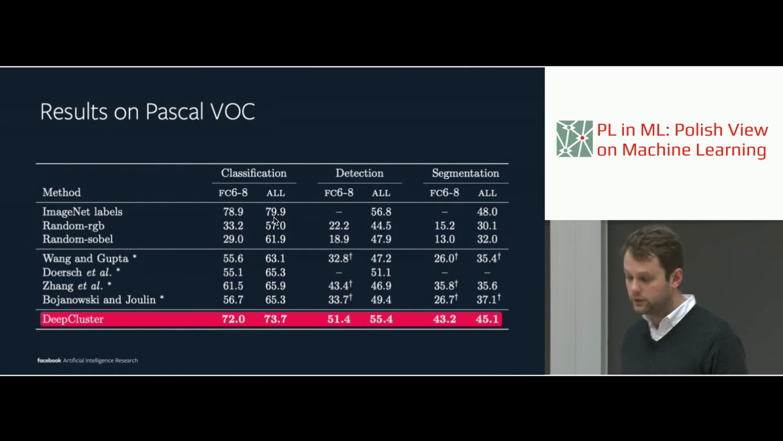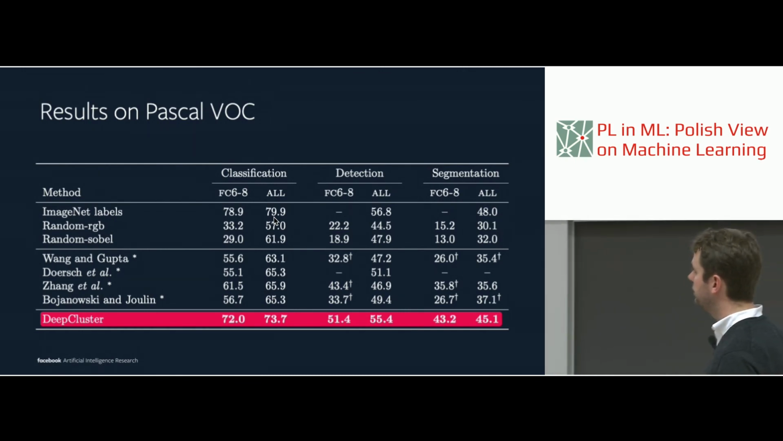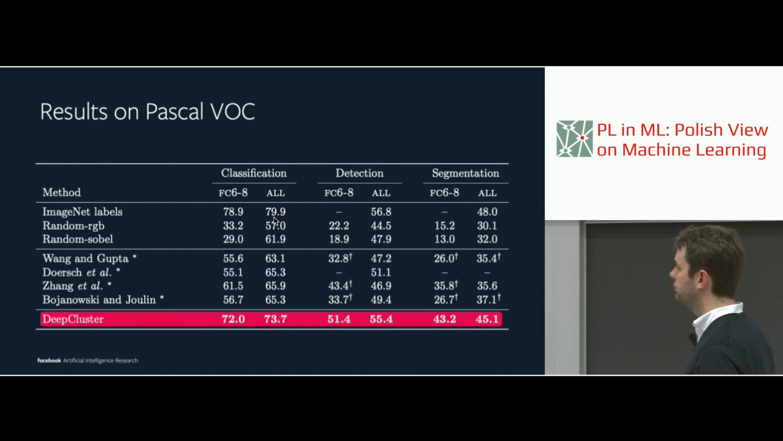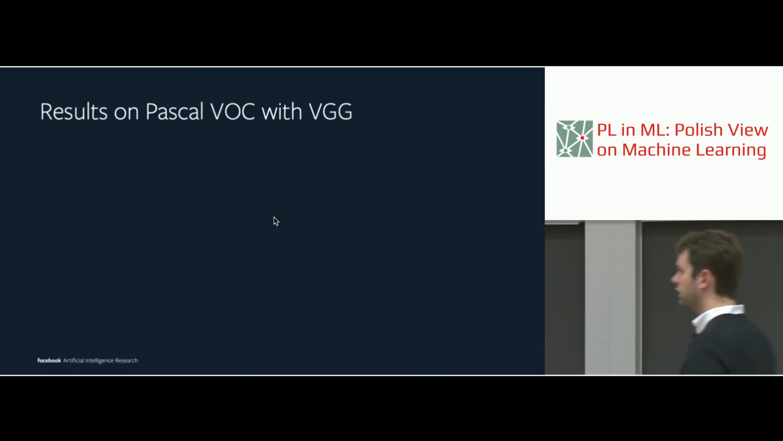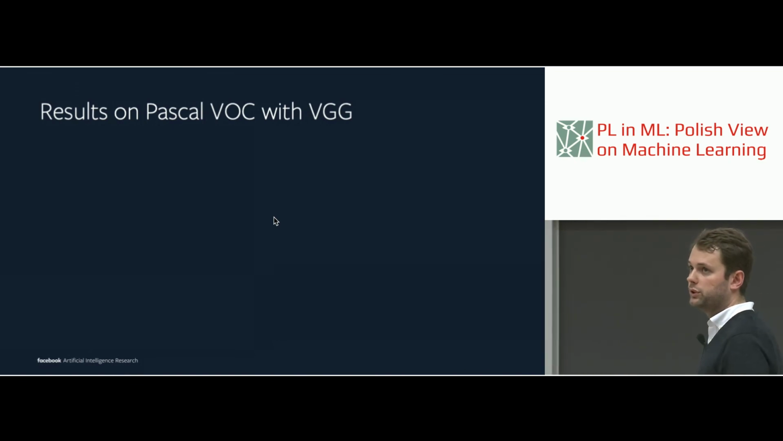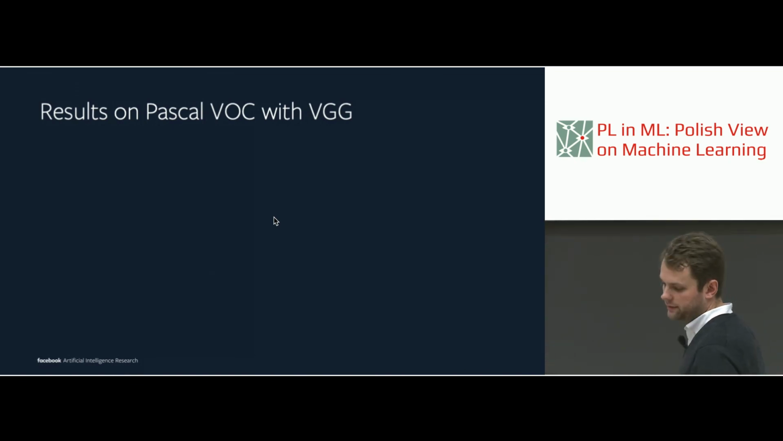So on Pascal VOC, what we've shown is that when we compare to state-of-the-art methods, including ourselves, we have a very big, significant improvement, much bigger than before, both when fine-tuning only the classifier or learning the whole network again. All this was done with an AlexNet, and we were working with an AlexNet because that's what people were using in the literature, and we wanted to compare fairly.